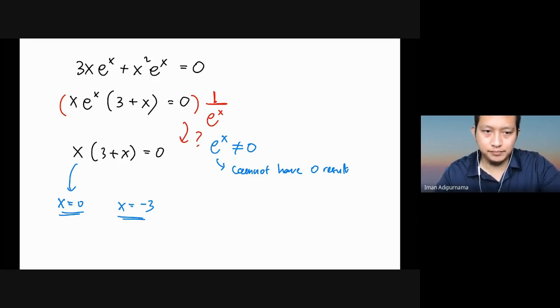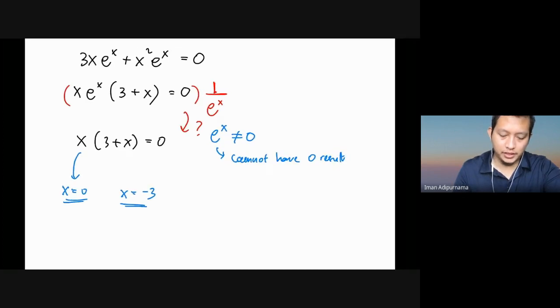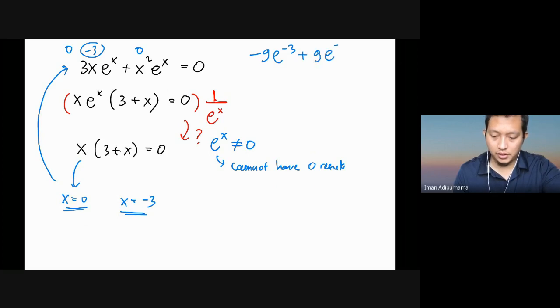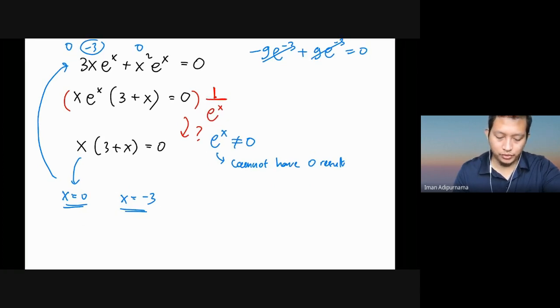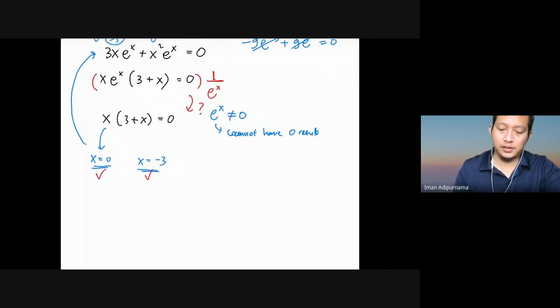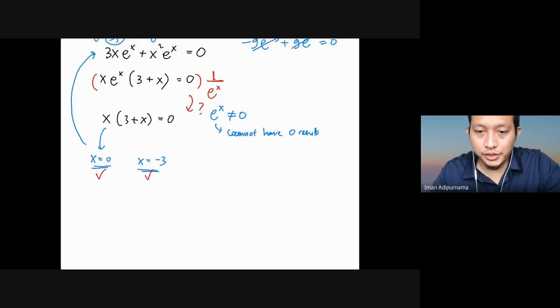And we can also check our answer. Checking x equals 0, and checking negative 3, it becomes negative 9e to the negative 3 plus 9e to the negative 3, so it becomes 0 also. So both solutions are correct. That's the exponent equations.